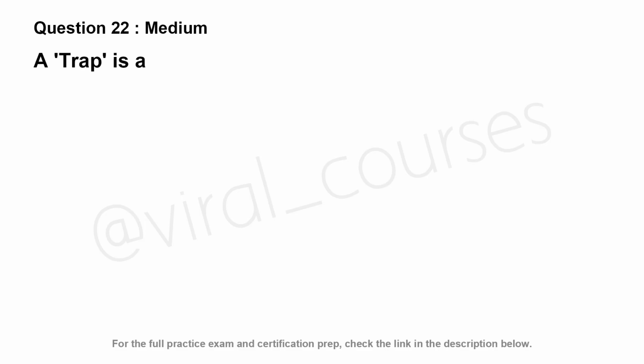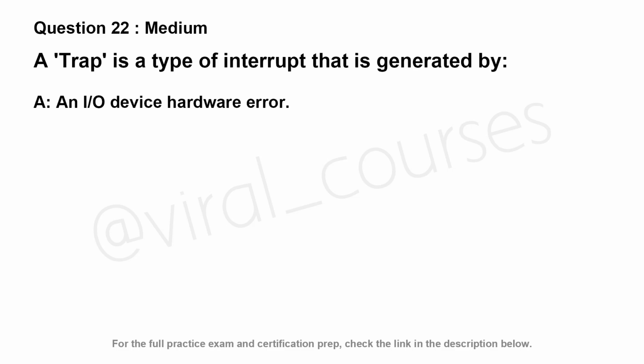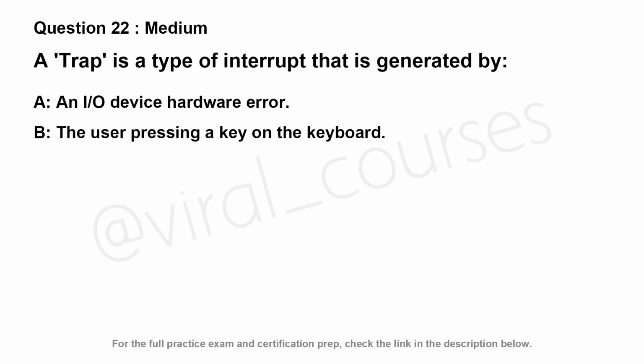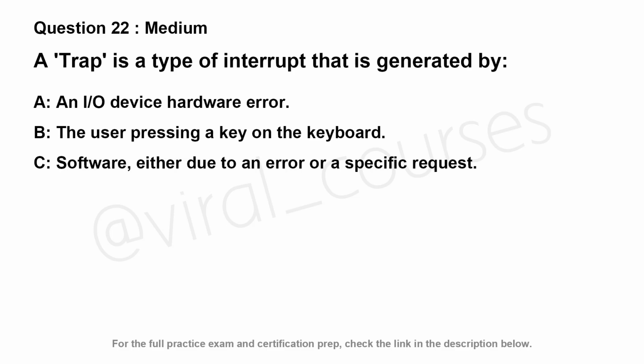A trap is a type of interrupt that is generated by: Option A. An I/O device hardware error. Option B. The user pressing a key on the keyboard. Option C. Software, either due to an error or a specific request. Option D. A timer expiring in the CPU.